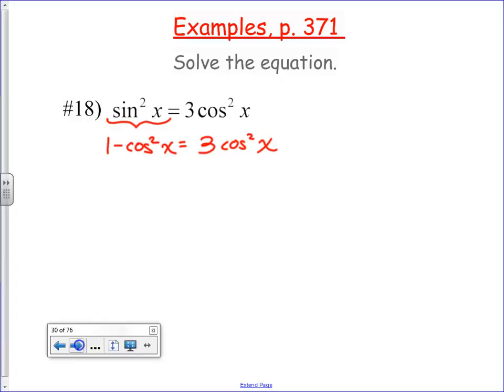Sine squared is 1 minus cosine squared. We could have also made cosine squared of x 1 minus sine squared. But since someone saw the sine squared and changed it right away, this is good. How do we keep solving? We're trying to get them all together on one side. What we do to one side, we do to the other.